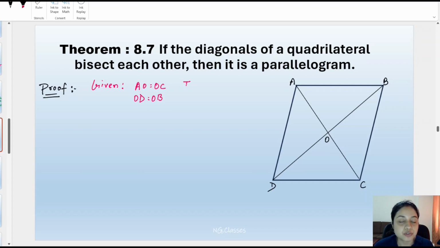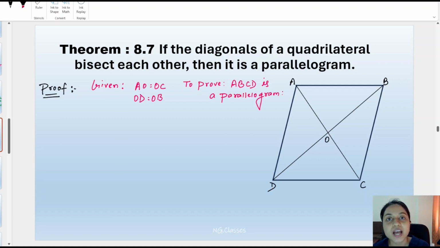And we have to show that ABCD is a parallelogram. Now here we are having four triangles. Can you see? Triangle AOB, triangle COD, triangle AOD and triangle BOC.